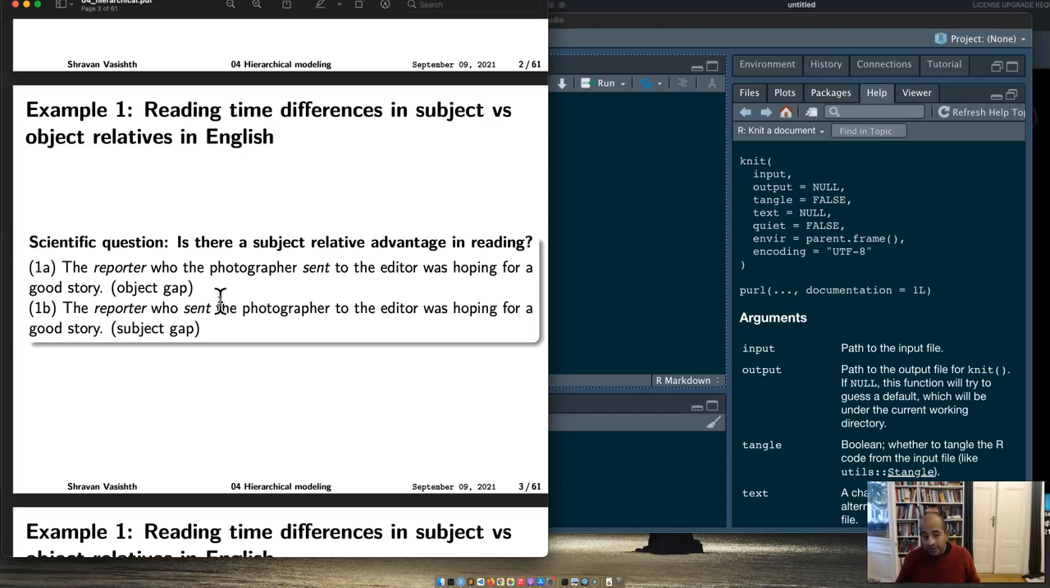So 20 years ago, I would have run such a study happily, and I have run such studies myself. Not in English, but I have done similarly confounded studies. But today, I would be very wary of trying to interpret reading time differences in sentences that do not constitute a minimal pair. Okay, so this is very important.